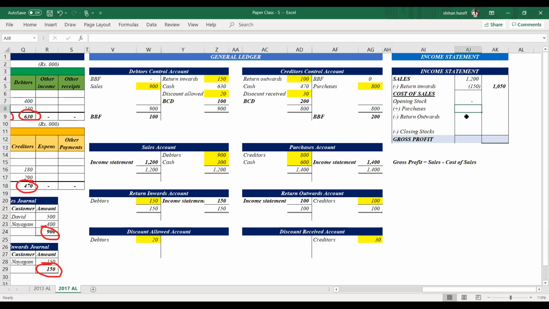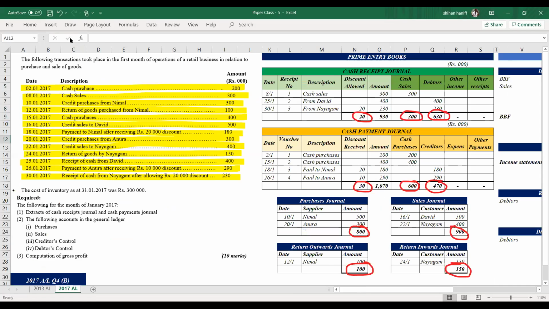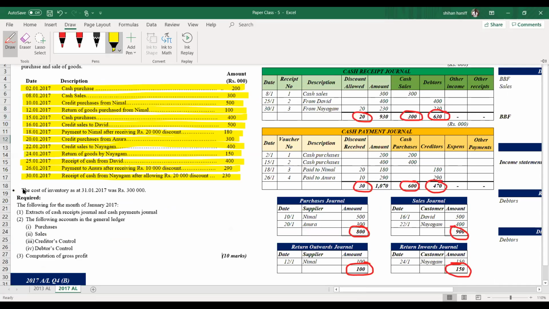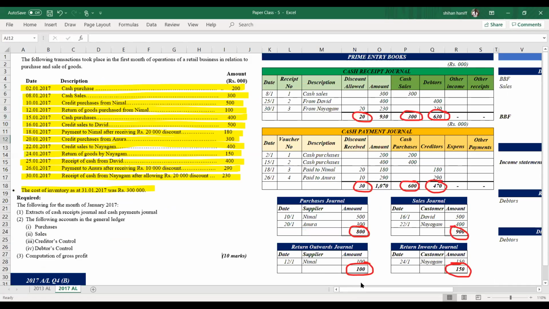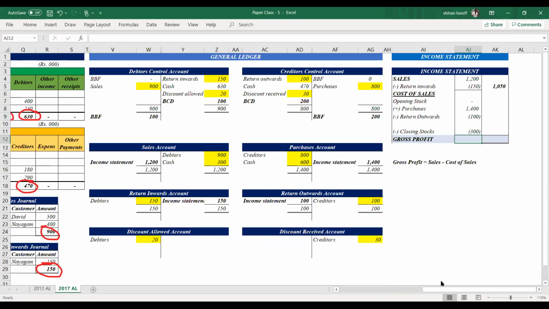Opening stock is 0. Purchases 1,400. Total purchases 1,400. And there is a return outward of 100. And the closing stock was given, was it 300,000? Yes, here it is given. The cost of the inventory as at 31st January is 300,000. So we have to take the closing stock as 300,000.